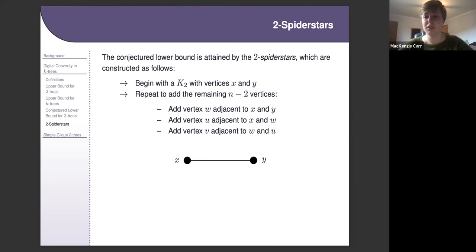So these are similar to the spider stars that we saw for just trees. So we start with the K2, and then to build our 2-spider star, we're going to add a vertex W adjacent to X and Y, a vertex U adjacent to X and W, and then V adjacent to U and W. And then we just keep repeating that until we have the number of vertices that we want in our 2-tree.